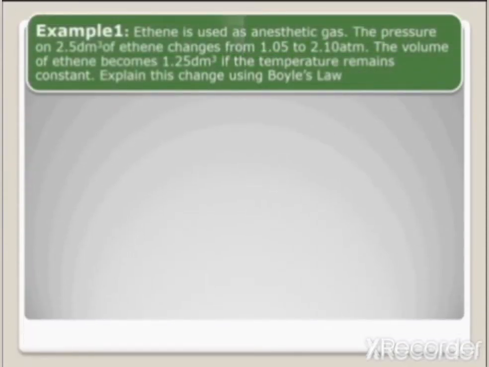Example 1. Ethene is used as anesthetic gas. The pressure on 2.5 cubic decimeter of ethene changes from 1.05 to 2.10 atmosphere. The volume of ethene becomes 1.25 cubic decimeter if the temperature remains constant. Explain this change using Boyle's law.